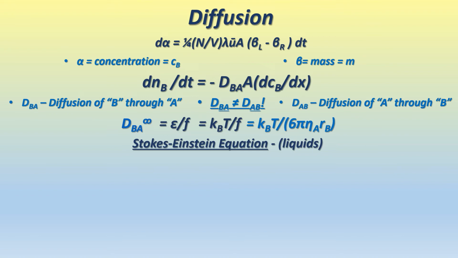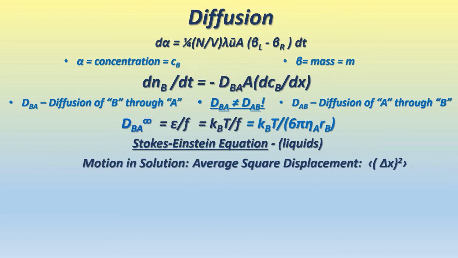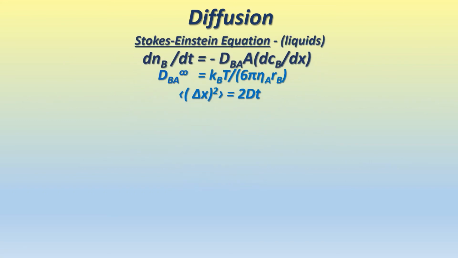This is the Stokes-Einstein equation, and it is used for determining diffusion in liquids. You can use this to actually get experimental results. If you can find the mean squared displacement of a particle, such as through a viscosity experiment or a diffusion experiment, that is always going to be equal to 2 times the diffusion coefficient times the amount of time that you've been observing. So for liquids, you have D_BA or D_AB, the diffusion coefficient.